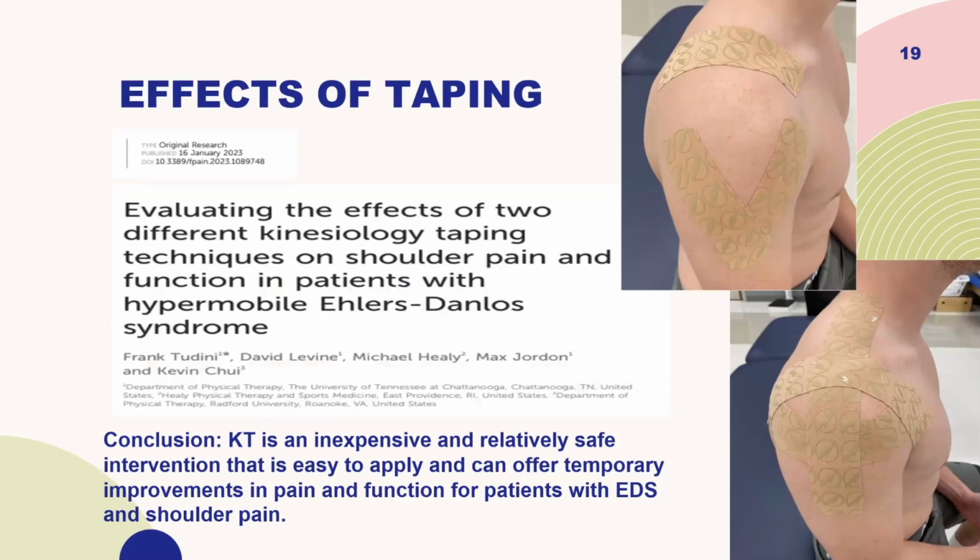So, the effects of taping. In a study conducted by Tudini et al., they evaluated the effects of two different taping techniques on the shoulder. And ultimately, it didn't matter which technique you used. The conclusion was that K-tape is an inexpensive and relatively safe intervention that is easy to apply and can offer temporary improvements in pain and function for patients with EDS and shoulder pain.